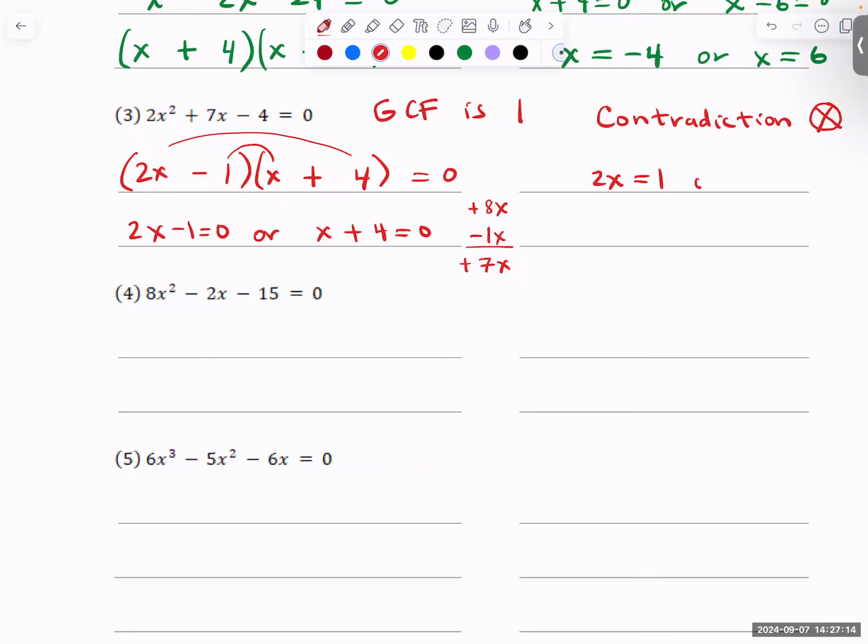2x equals 1 or x equals -4. x is 1/2 or -4. So the two roots or solutions are real numbers. They are rational numbers. 1 to 2 is a ratio, and -4, and any integer you can write over 1, and thus is a rational number. So you have two real rational roots.